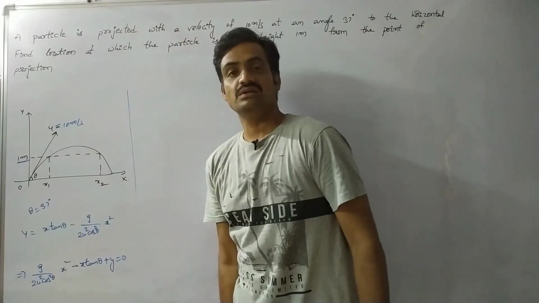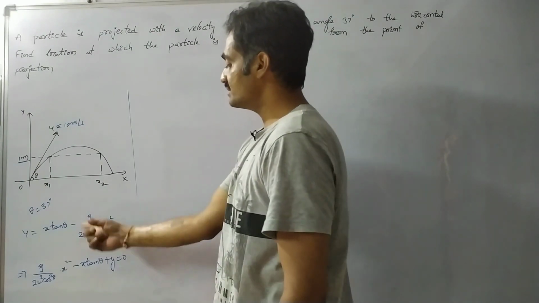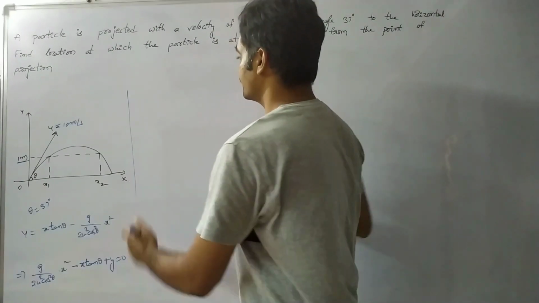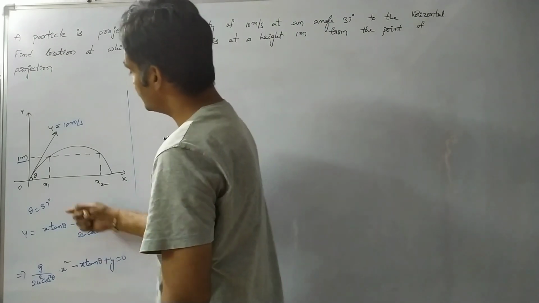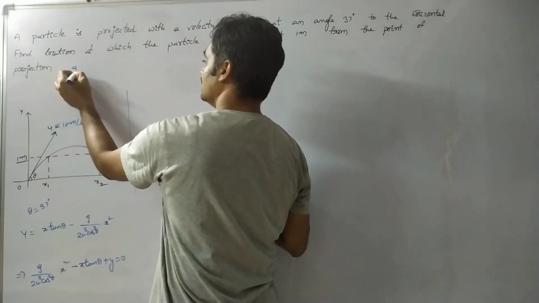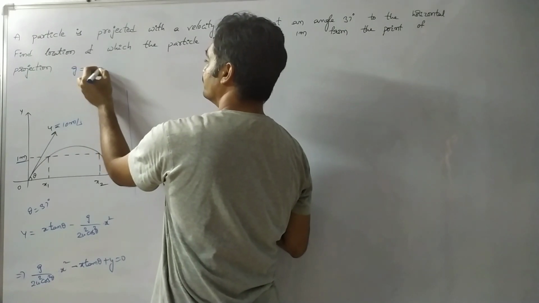Now we have to substitute all these values in this equation. Since the planet is Earth, the value of g remains constant, and here we consider g as 10 meters per second square.